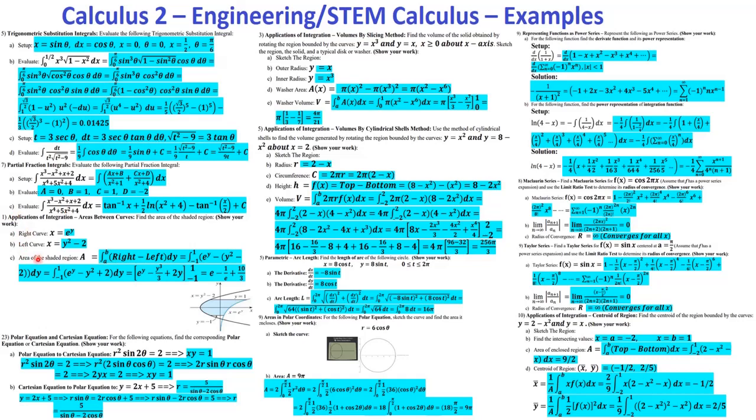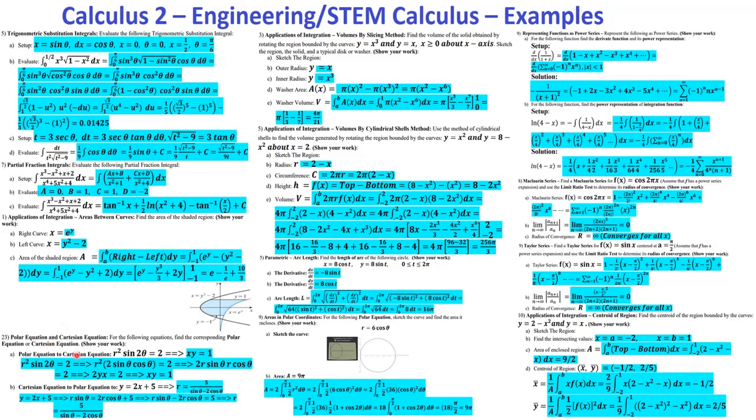Then I have here an application of integrals: area between two curves. You have the right curve, x equals e to the y, and the left curve is equal to y squared minus 2. So the area is the right minus the left, integrated from minus 1 to 1, from bottom to top. When you integrate, you will end up with e minus 1 over e plus 10 over 3.